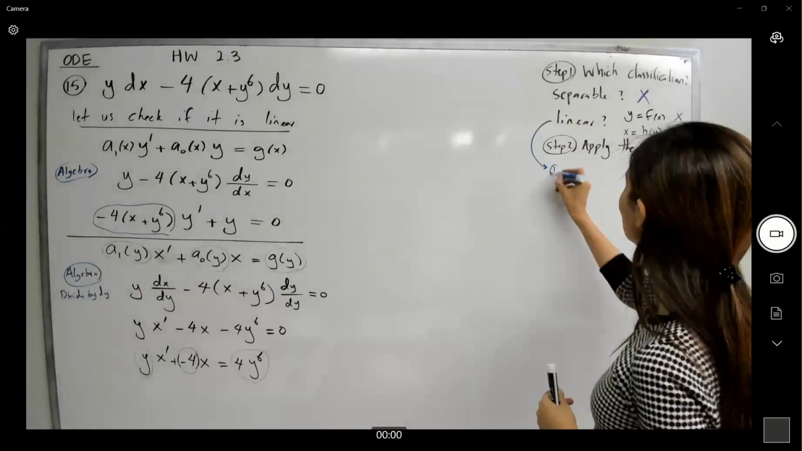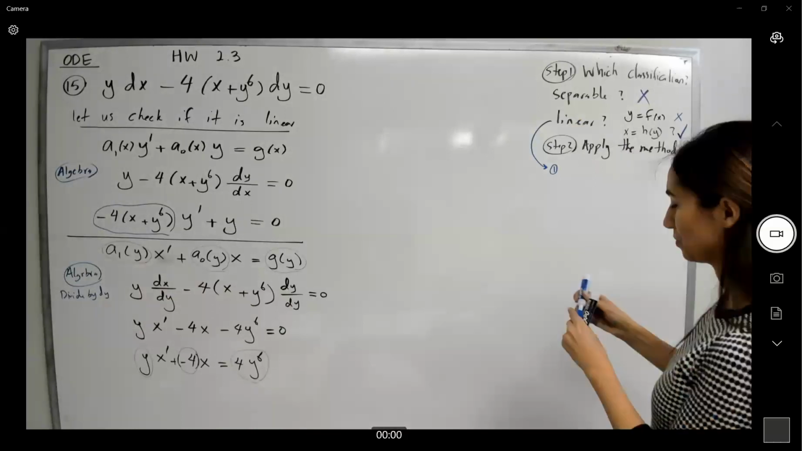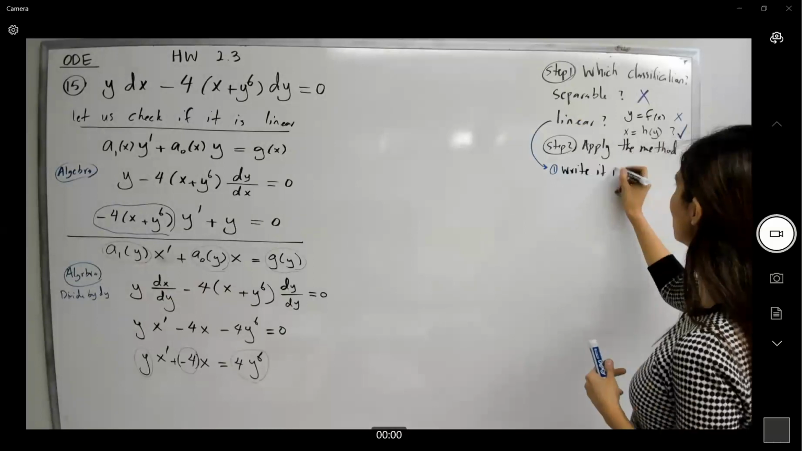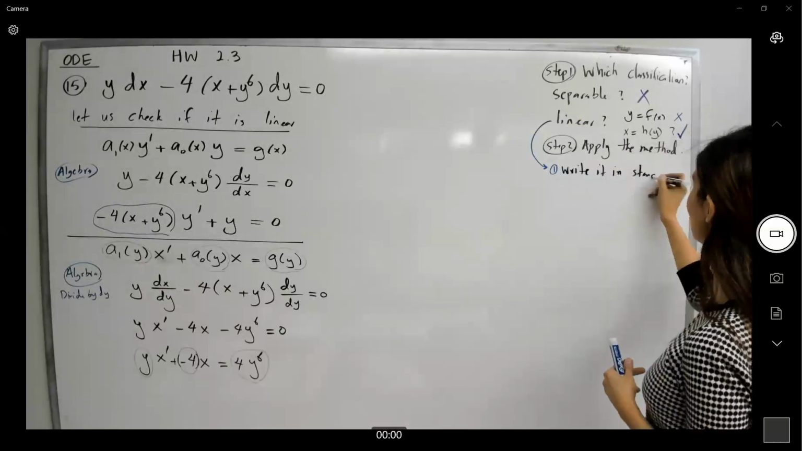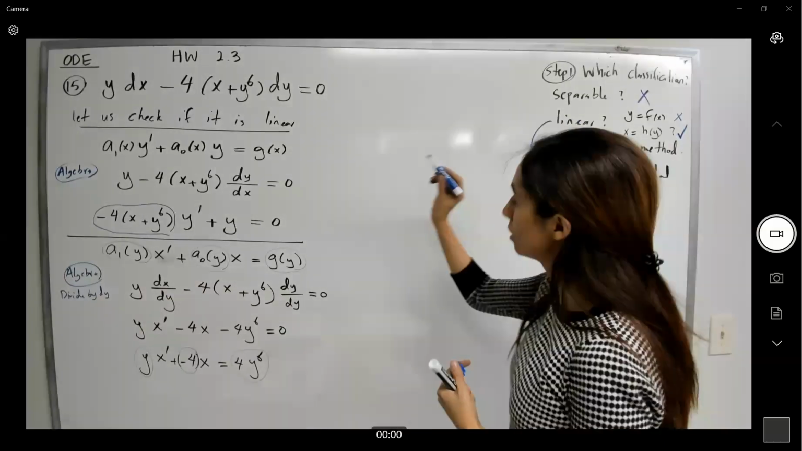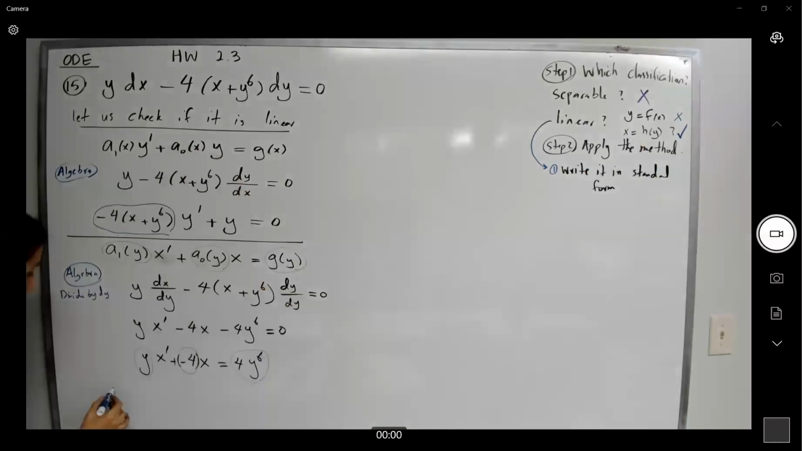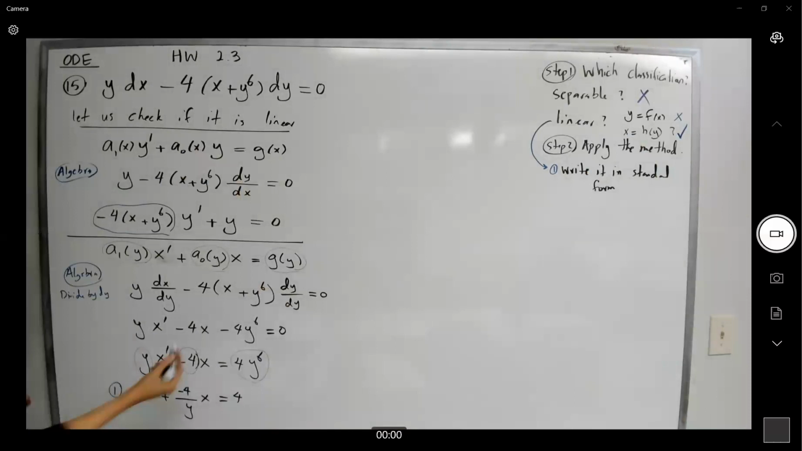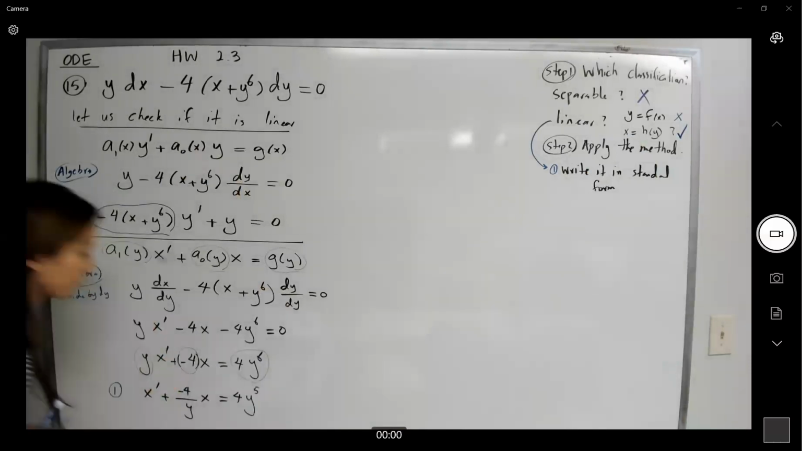Step 1, write it in standard form. Very good. In standard form, let's just number this 1. In standard form, we have to divide everything by the leading coefficient. The leading coefficient is y. So what do we get? We get x prime plus negative 4 divided by y times x equals 4. y to the 6th divided by y is y to the 5th. So this is our standard form.